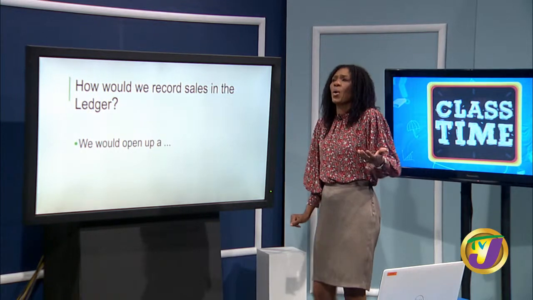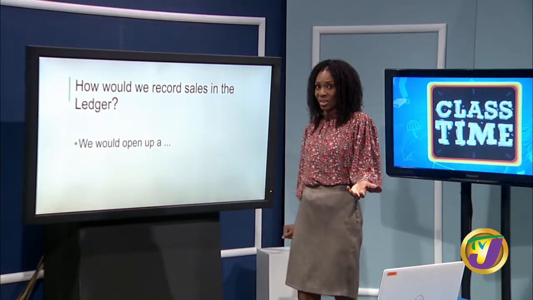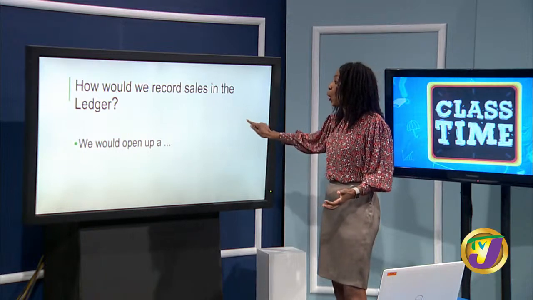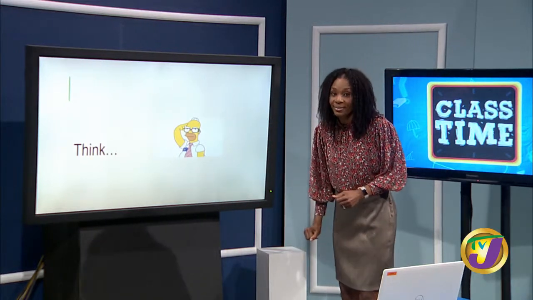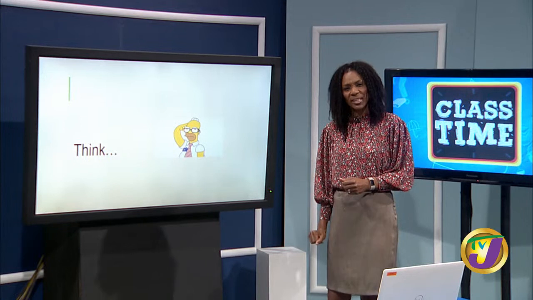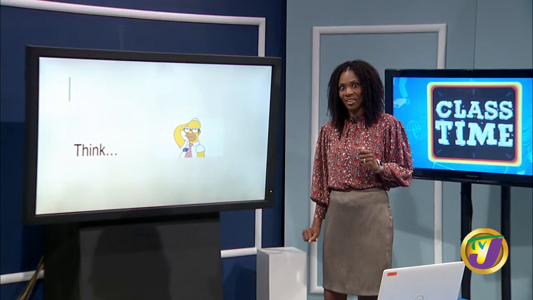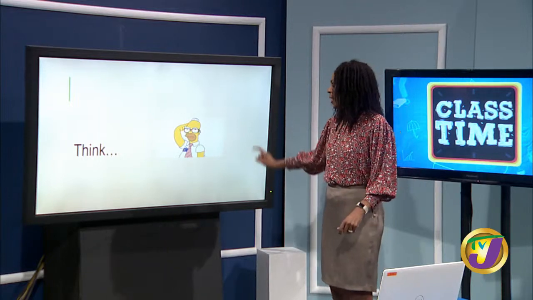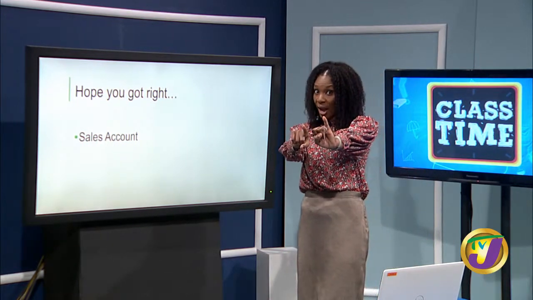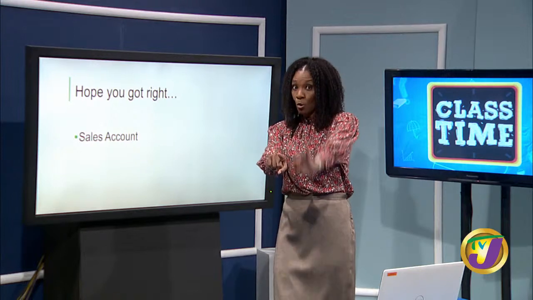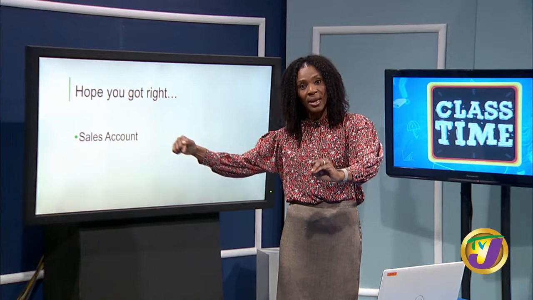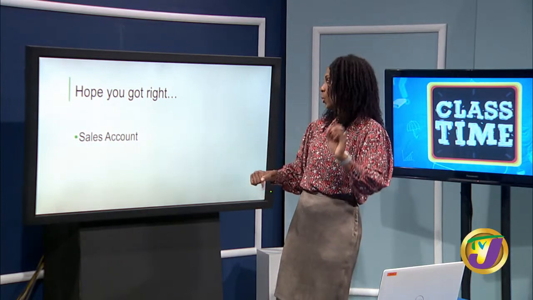Next week when they get the money, they pay. Now, how would we record then sales in the ledger? We would open up our what? Think. Miss Wicked today, she just have you thinking. No, this is teaching. You have to think. We would open up what we call a sales account. Good. So purchases account for goods bought, returns outwards account for goods returned to our suppliers, and sales account for goods sold.